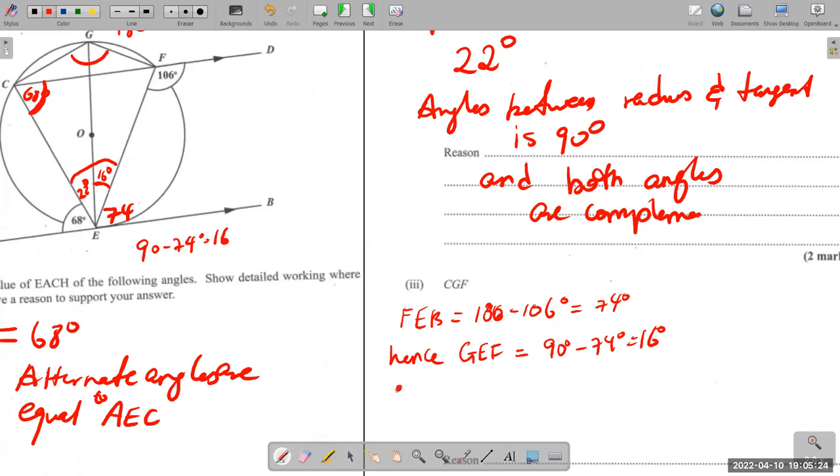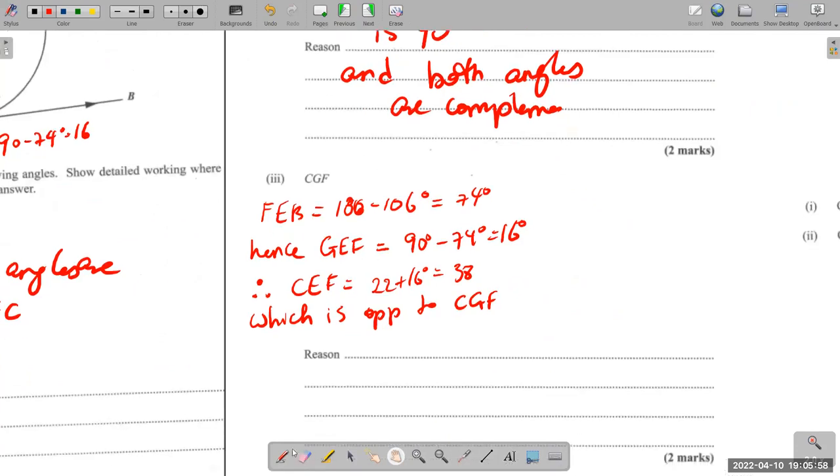Then you're going to say, therefore. Just use these words, guys: hence, therefore, as a result. So therefore, angle CEF is equal to 22 plus 16, which is equal to 38. And you're going to say, this is the most important part, which is opposite to angle CGF in the cyclic quadrilateral. In the cyclic quadrilateral. So let me pause here.